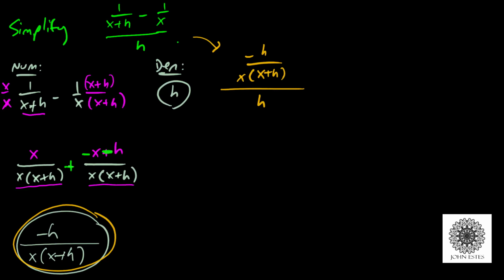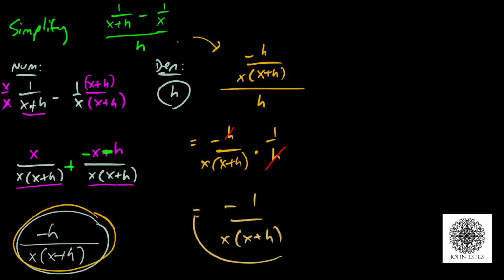Now remember, the reason this works so well is because now I have everything together. I remember that dividing is the same as multiplying by a reciprocal. So this is the same thing as negative h over x times x plus h, times the reciprocal of h, which is 1 over h. Okay, so now I can see that the negative h and the h cancel, and this simplifies to negative 1 over x times x plus h, and that's my solution.